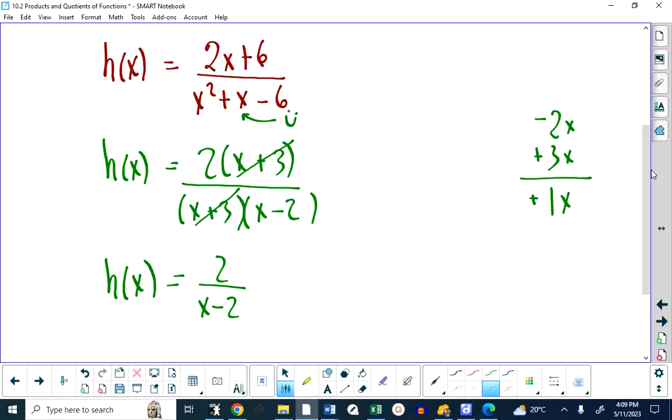And hopefully in that 5 or 10 seconds that I've been waiting, many of you have written that x cannot equal negative 3. That non-permissible value needs to be stated. By the way, since these x plus 3's cancel, you've got a hole at negative 3, which is what we learned in a previous lesson in this unit.